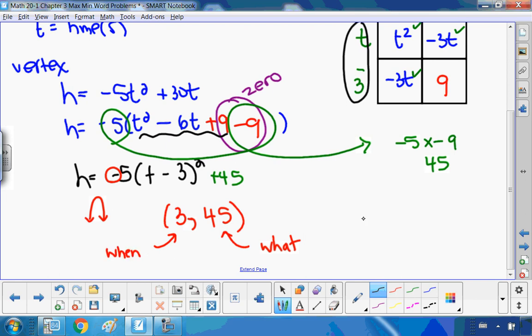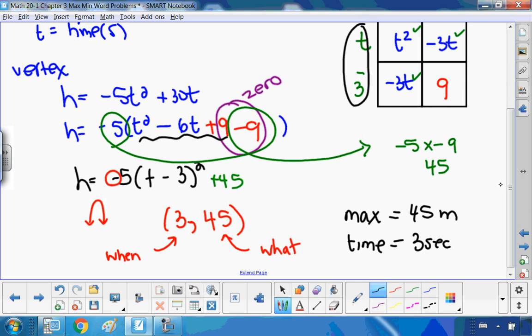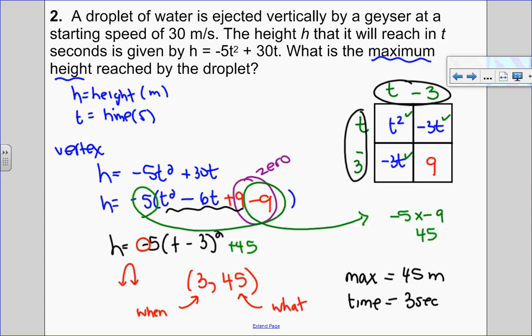So in the context of this question, I know that my maximum height is 45 meters. And when does it occur? It takes a time of 3 seconds to reach that maximum height. Let me just make sure I answered my question. So looking at this, I wanted to find my maximum height. There it is. And it didn't ask me for how long, but now you know it took 3 seconds to reach the maximum height. So then I know I'm done my question.